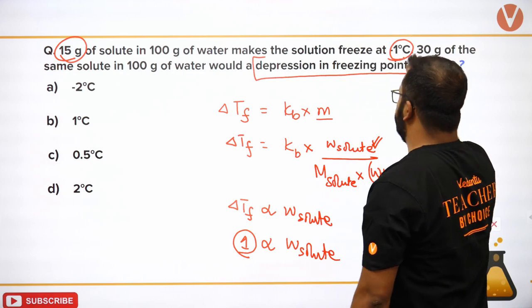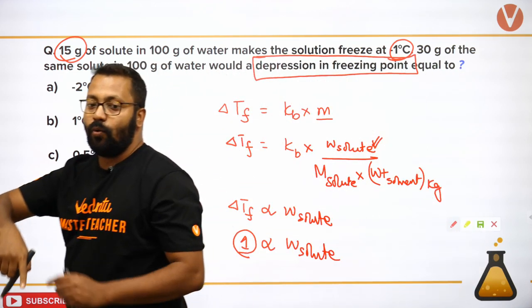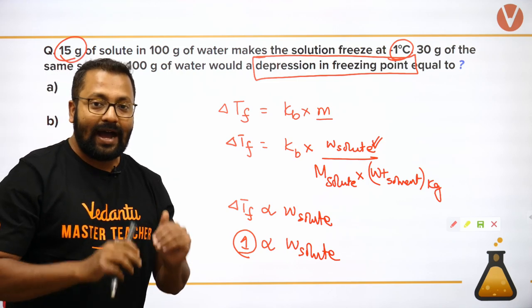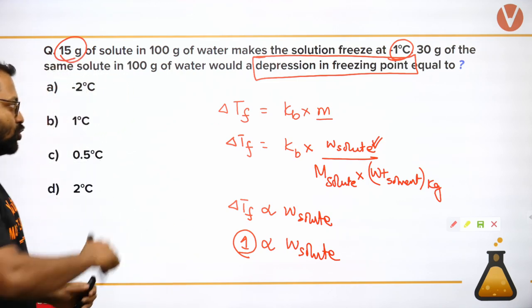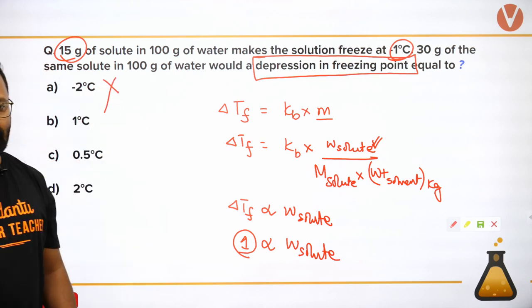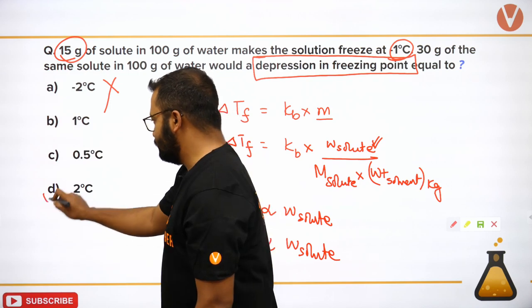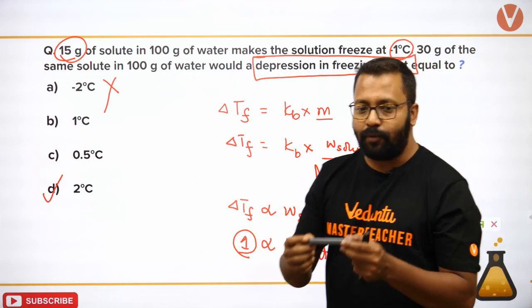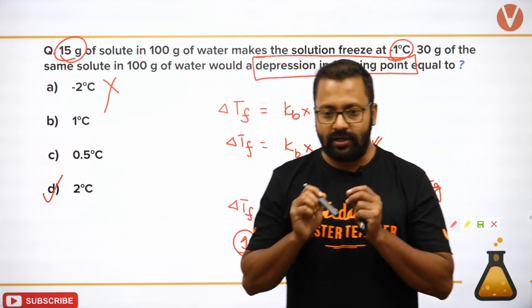Depression is being asked. It is not asking what is the final freezing point. It is not asking the freezing point. So, anybody who has given the answer as A is wrong. The right answer is D. Isiliye, language of the question is important.